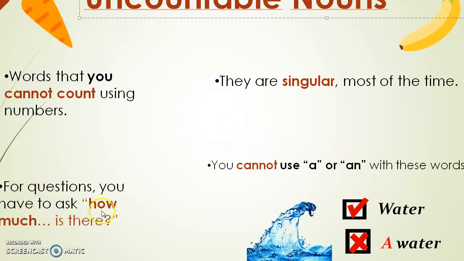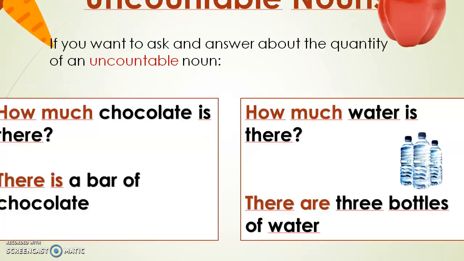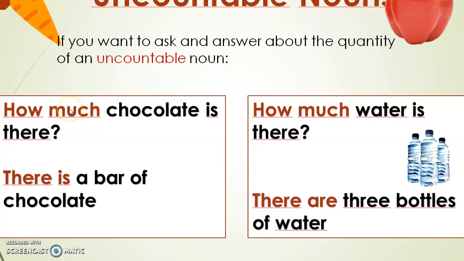For questions, you have to use how much is there. Example. So we have here, how much, when we're talking about uncountable, you use how much. When we want to know about the quantity, how much chocolate is there? So it's singular, there is a bar of chocolate, right? Remember that uncountable nouns always go in singular.